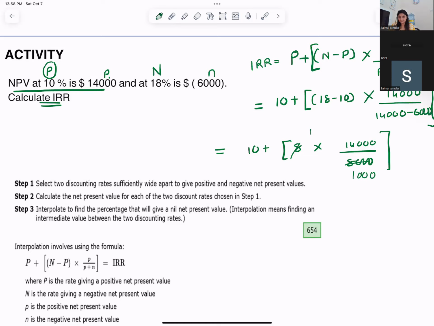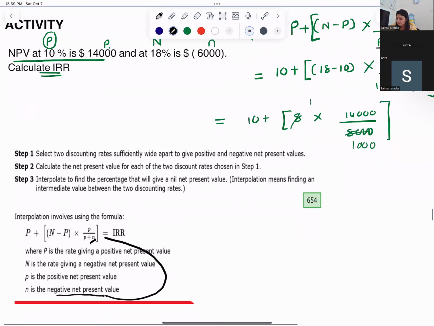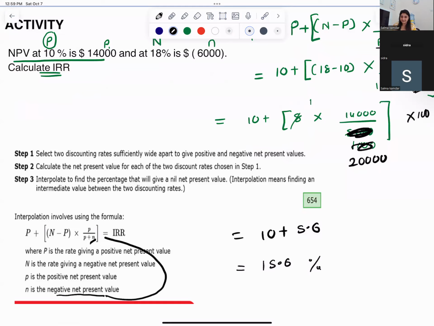Look over here. I don't have to use this minus 6,000. I did this on purpose because we would take p plus n, and n is the negative 6,000. So you don't have to use this minus sign. You will just use the value of your negative NPV. The value of your negative NPV is 6,000. So you will do 14,000 divided by 20,000. So 8 times 14 upon 20 gives 5.6. That would be 10 plus 5.6. So it will be 15.6%.